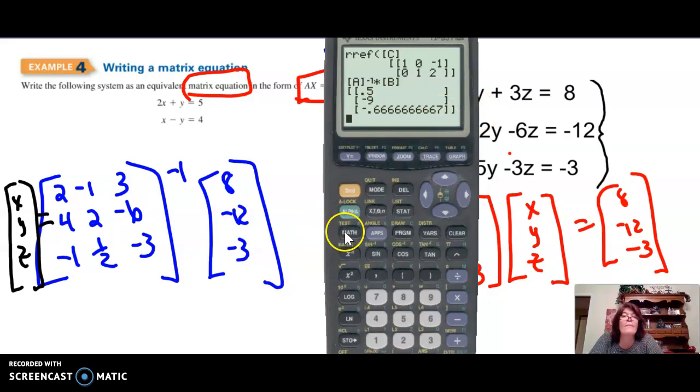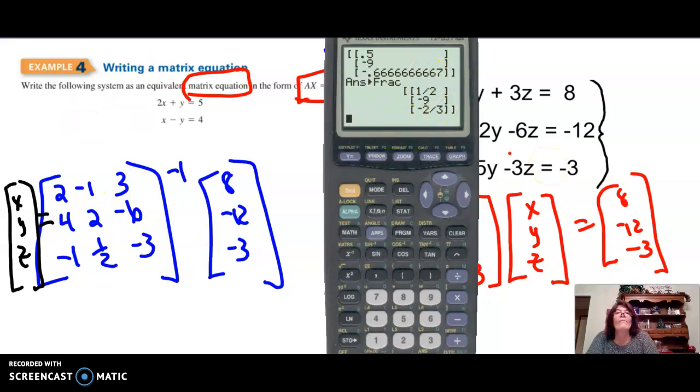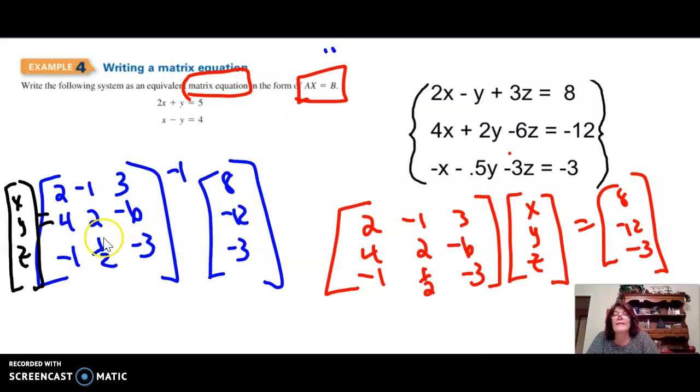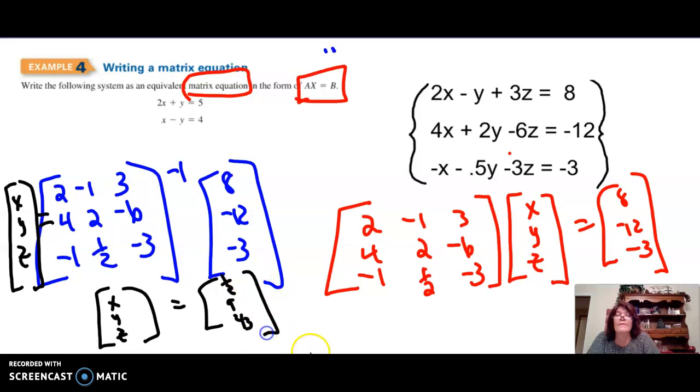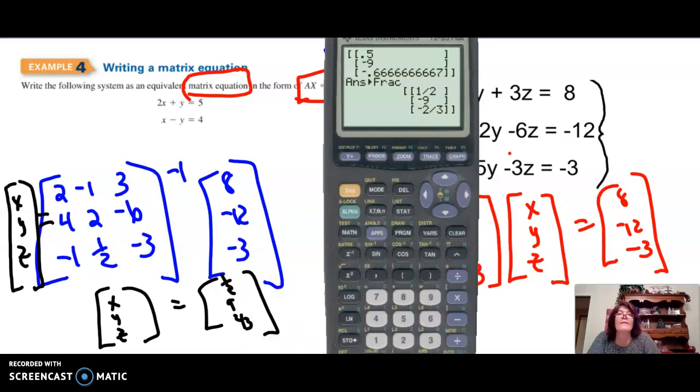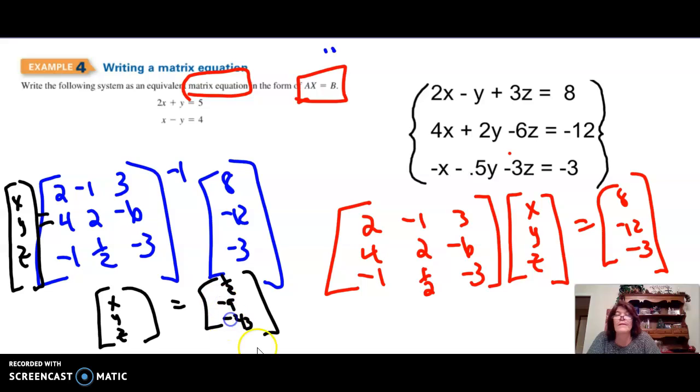Hey guys, you can do math enter if you get a fraction, or if you get a repeating decimal like that. There we go. So I have x is a half, y is -9, and z is -2/3. Okay? Is the final answer. X, Y, Z equals a half, -9, -2/3. There. X equals a half, Y equals -9, Z equals -2/3.